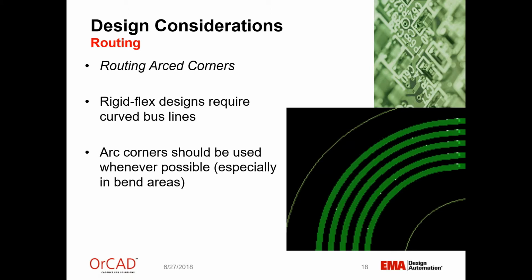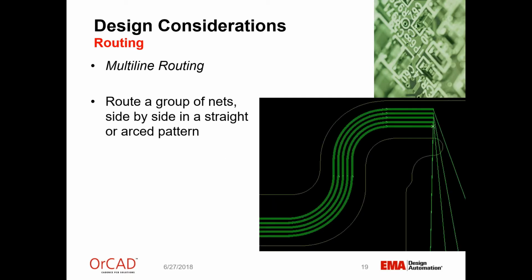Routing arced corners is the ability to route traces that have curved corners instead of orthogonal or 45-degree corners. Since flex designs require that bus lines be routed using curved traces, routing with arcs is needed. Multi-line routing is the ability to route a group of evenly spaced nets side by side in a straight or arced pattern. This is a much needed feature when routing flex circuits.